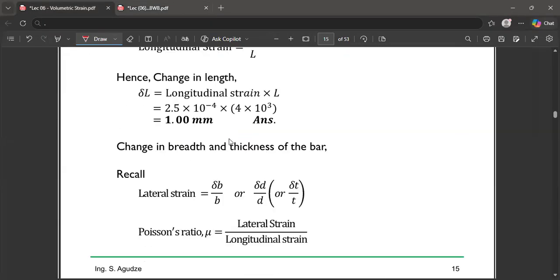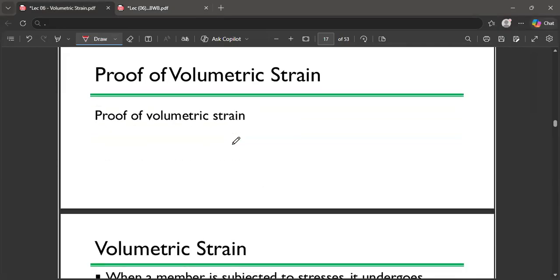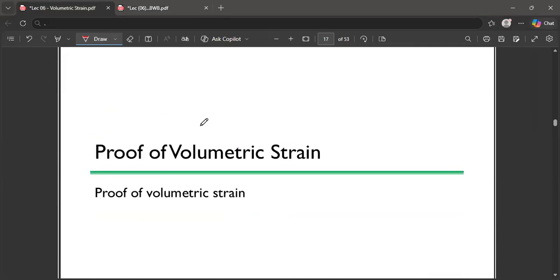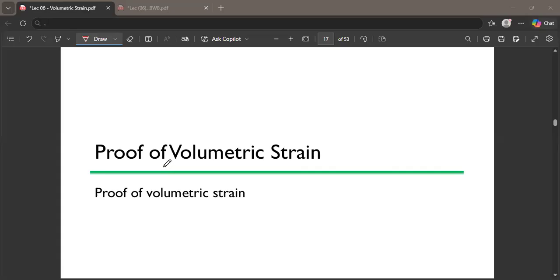Okay. So that is it for problem 2. But before then, is there anyone having any question he or she wishes to ask before we proceed? Please, is there any question anybody wishes to ask before we proceed?